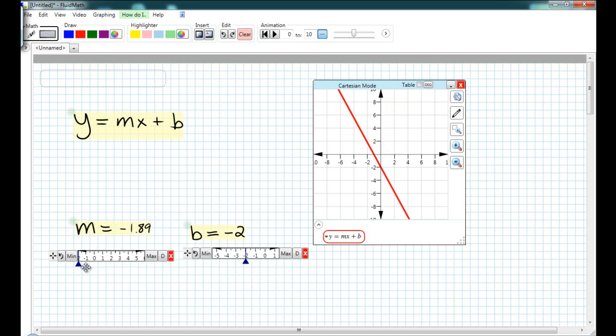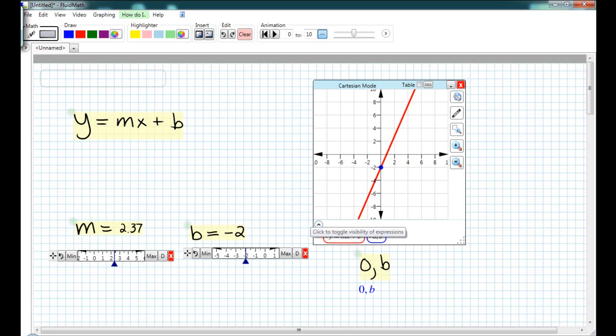This is especially powerful for visual learners. Here we can see what slope means and how different values of m affect slope. Likewise, we can explore the y-intercept b. I like to plot the point 0, b on the graph before changing b because it really demonstrates the y-intercept.